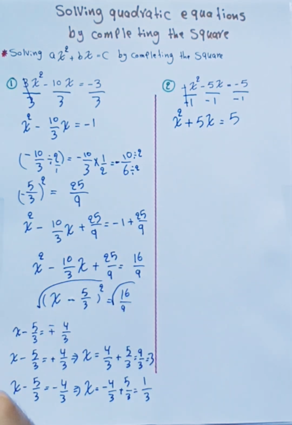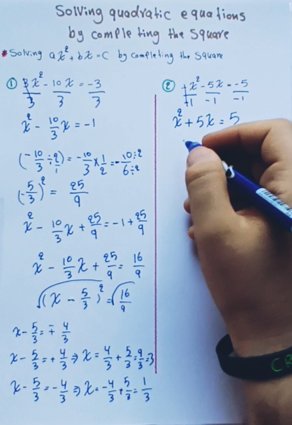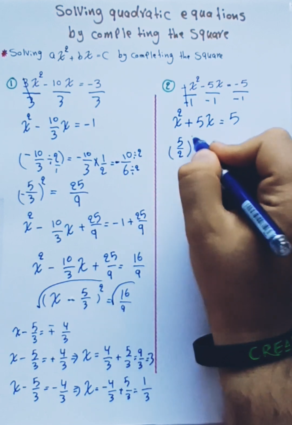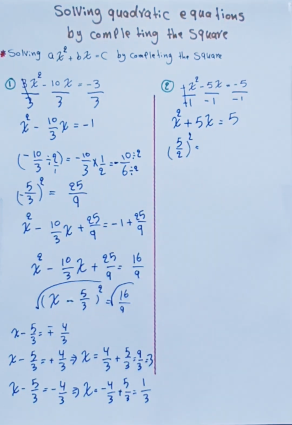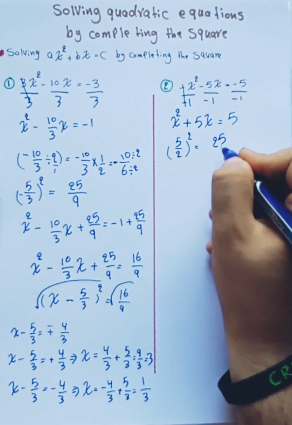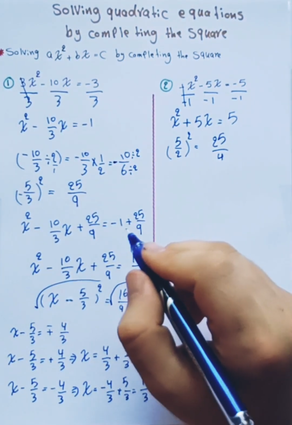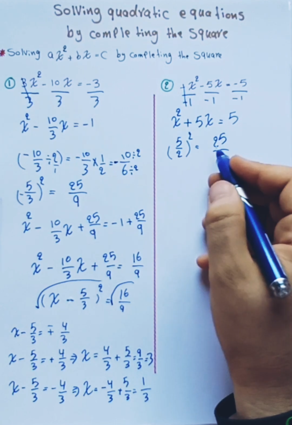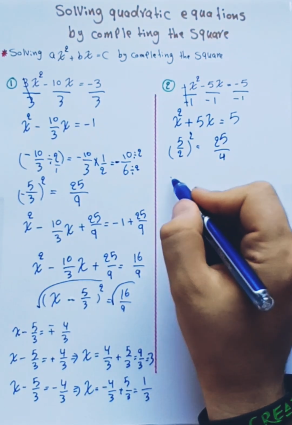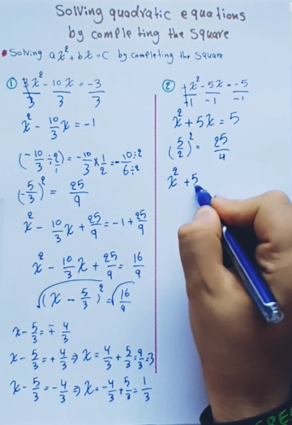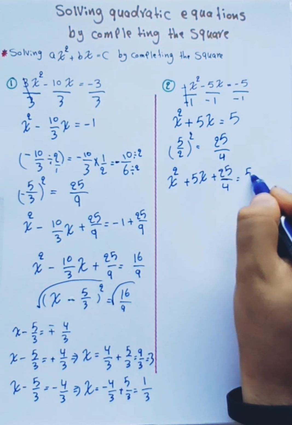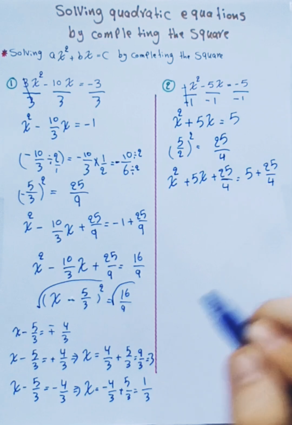After that, you have to make this equation a perfect square and find the third term. So you have to divide 5 by 2 and then square it. 5 times 5 equal to 25, and 2 times 2 equal to 4. So the value for the third term is 25 out of 4. We have to add 25 out of 4 to both sides, so we have x squared plus 5x plus 25 out of 4 equal to 5 plus 25 out of 4.